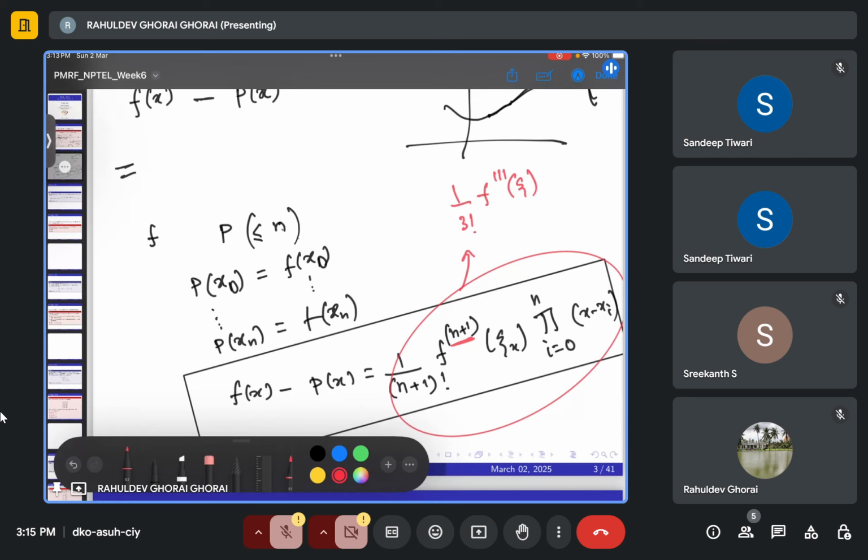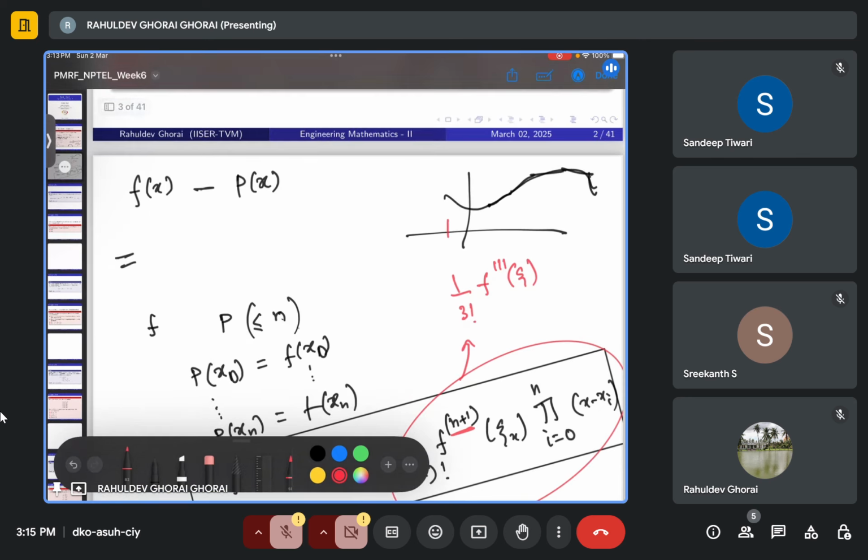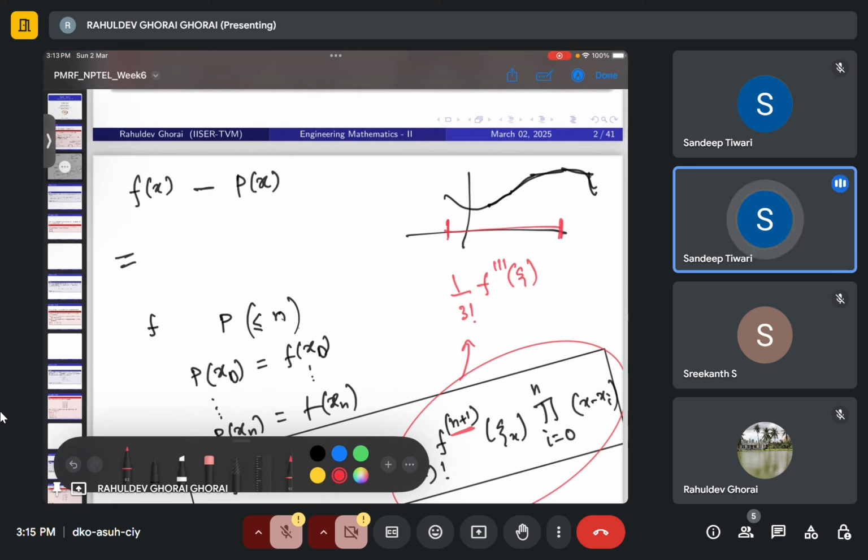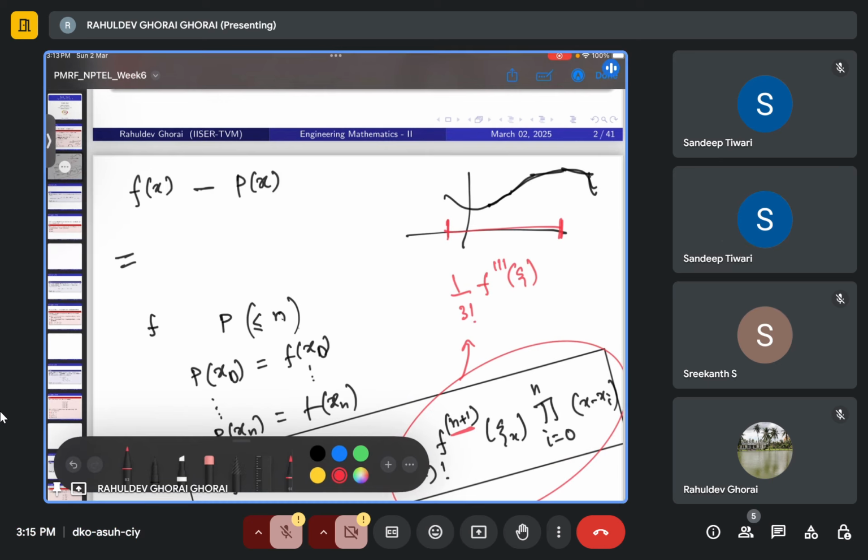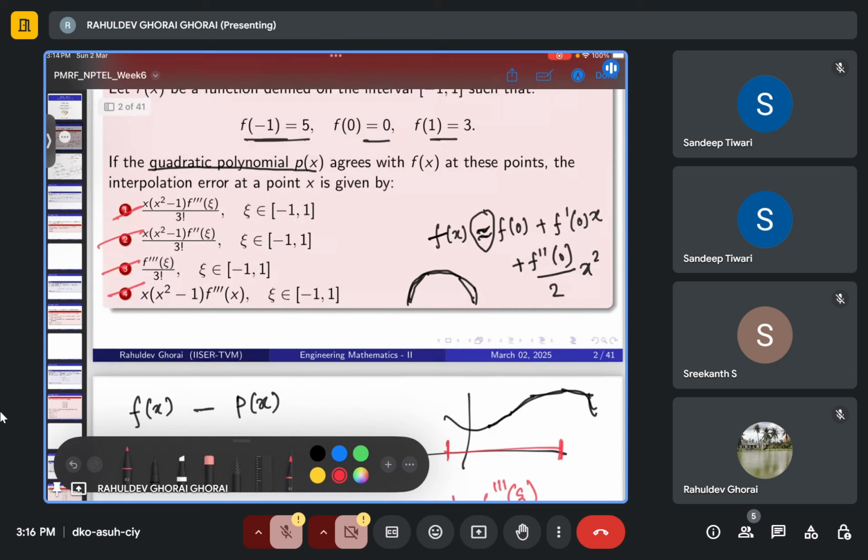Xi is a number which belongs to the whole interval. You start with the interval. You want to approximate the function in an interval, right? Xi is a point between a and b. From a to b, there will exist a point. You cannot choose that point. There will exist one point, but you do not know it. They are not asking for it.